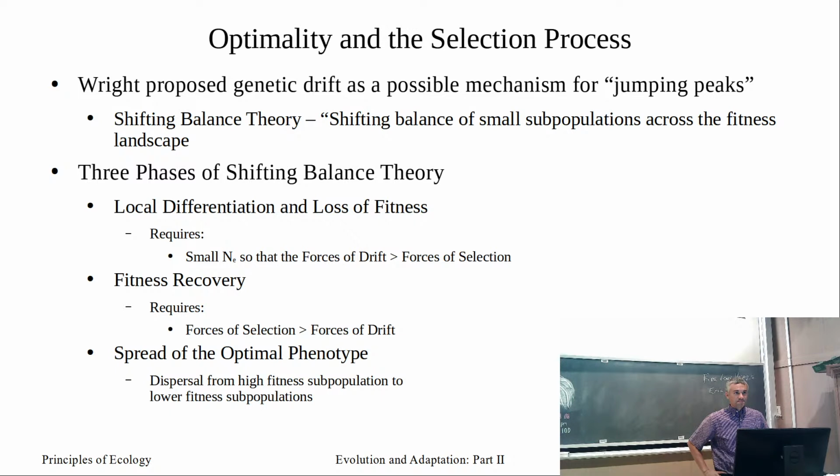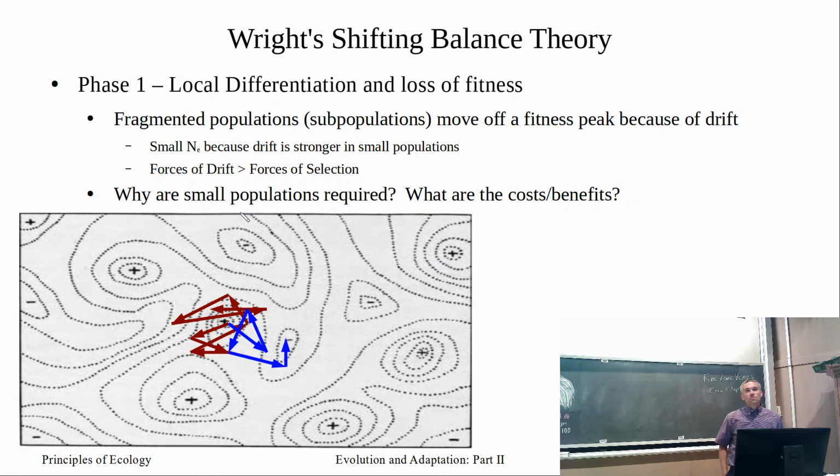All right, ready? So, shifting balance theory. This is being proposed by Wright as a way to move our population from a suboptimal peak to the optimal peak, and we have to traverse that fitness valley in order to do it. Phase one is local differentiation and loss of fitness. We're going to need our population to lose fitness. Selection can't do it. Selection always pushes us up, always increases our fitness. But we know one mechanism of evolution can lower our fitness, and that's genetic drift.